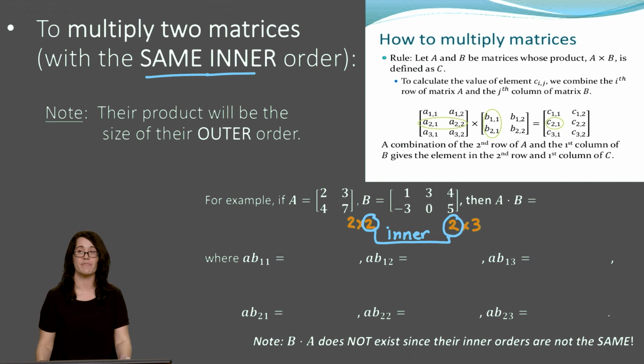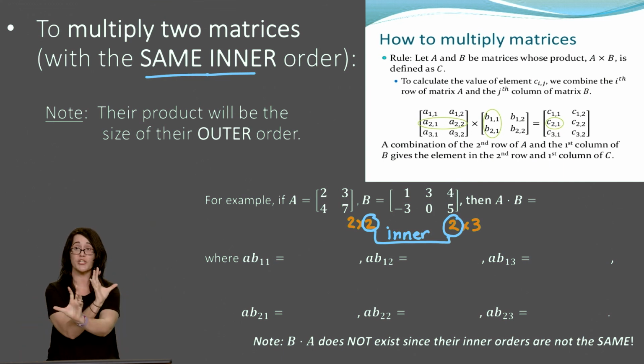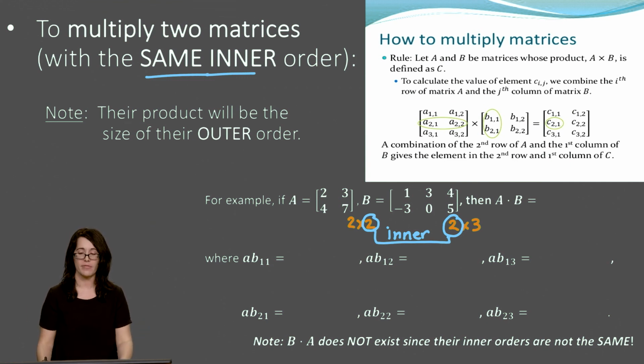Now on the bottom of the slide, I tell you, what about B times A? So if I switched the order, would the matrix product exist? And if you think about that, you would have a 3 by 2 times a 2 by 2. Well, what would the inner order be? If you had a 2 by 3 times a 2 by 2, feel free to write that down and think about it. What would the inner orders be? Well, one would be a 3 and the other would be a 2.